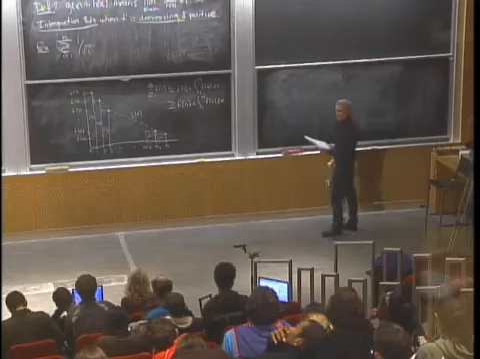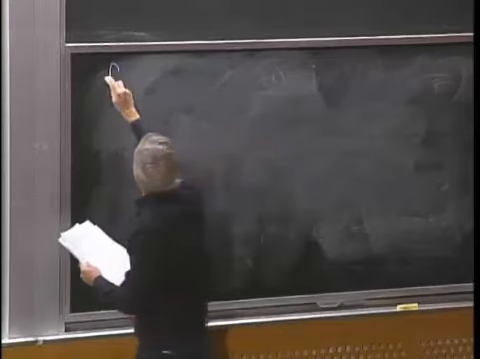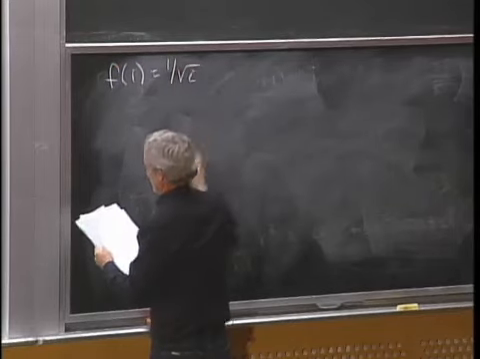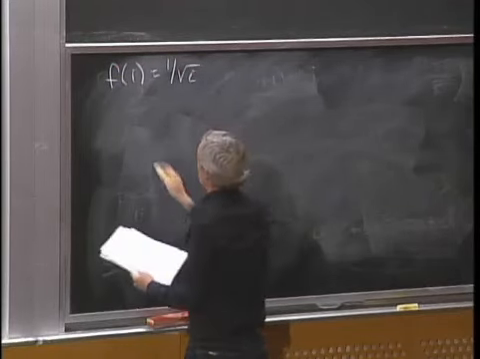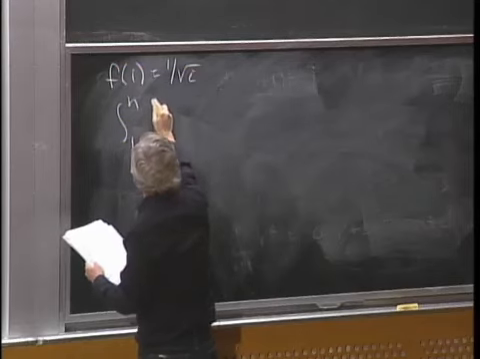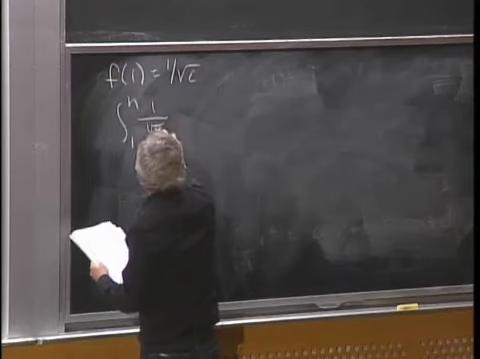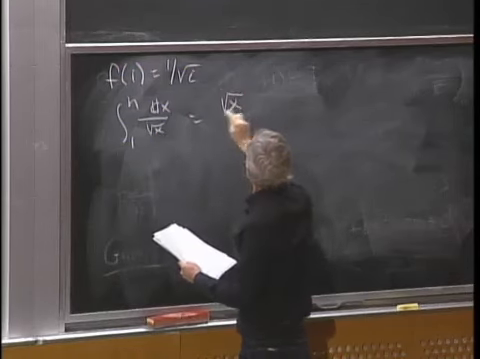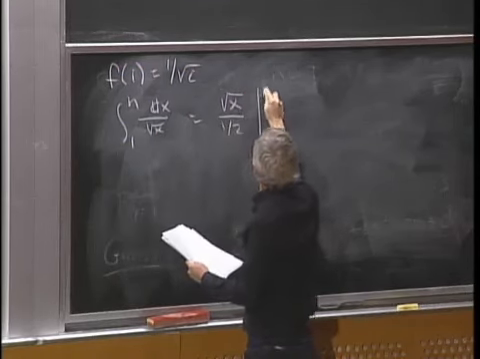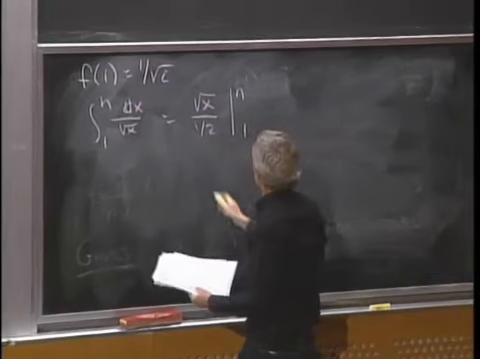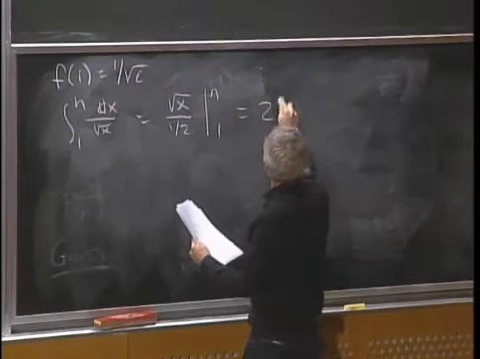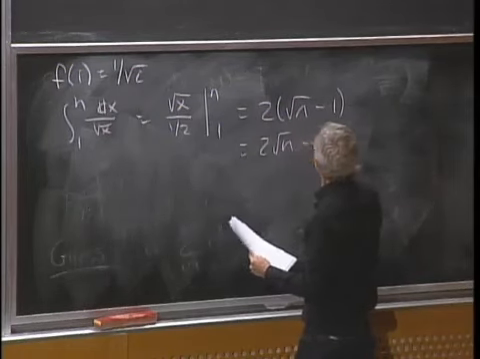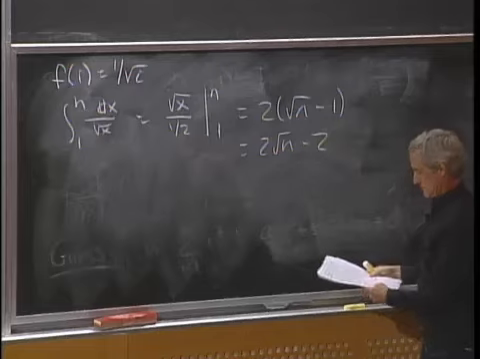OK. So let's take the case where we're summing 1 over square root of i. So we compute the integral of 1 over square root of x dx. That equals the square root of x over a half, evaluated at n and 1. That equals 2 square root of n minus 1, or 2 square root of n minus 2.